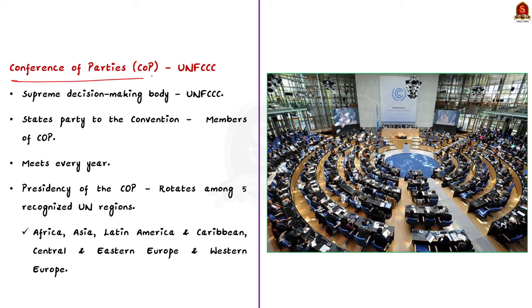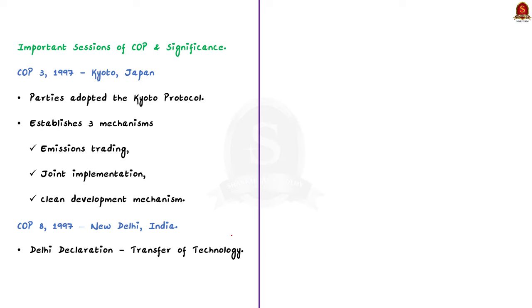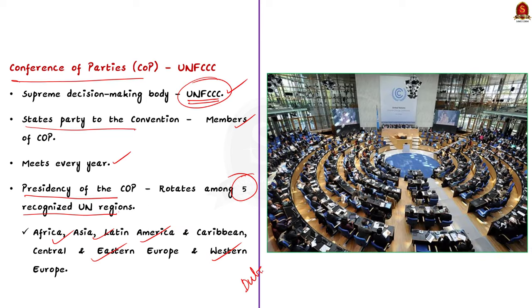See, it is the supreme decision-making body of UNFCCC, that is the United Nations Framework Convention on Climate Change. All the states that are parties to this convention are represented in the COP. Note that COP meets every year to review the implementation of the convention. Moreover, the presidency of COP rotates among five recognized UN regions: Africa, Asia, Latin America and Caribbean, Central and Eastern Europe, and Western Europe. So these are the five regions among which the presidency of COP rotates every year. So this year, Dubai is going to hold the COP meeting.